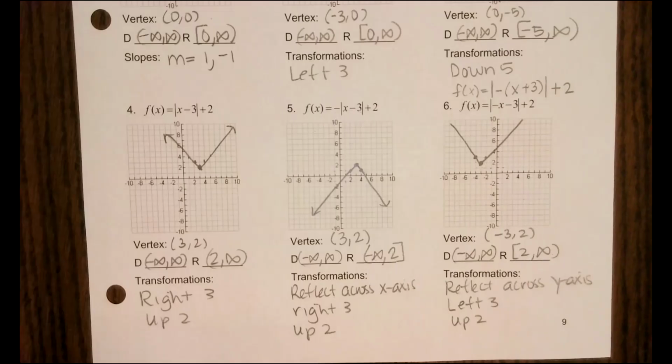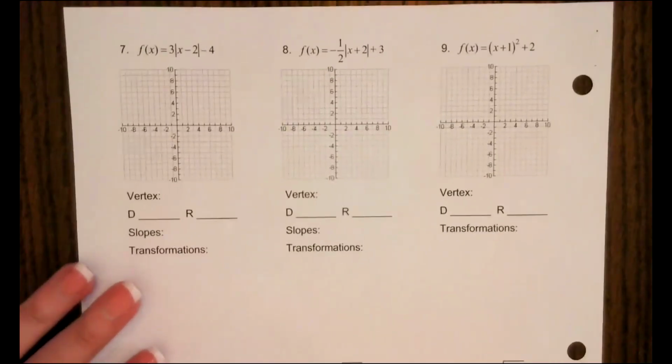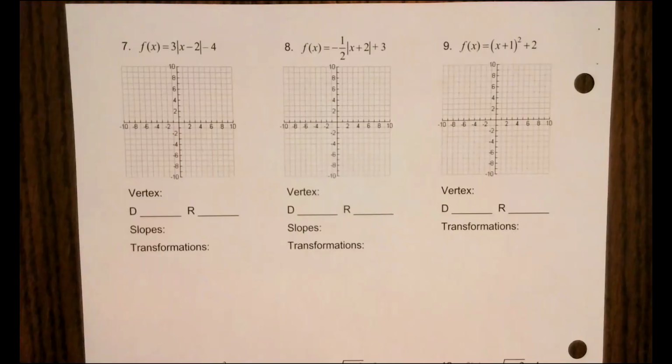Here's what you should have gotten. The vertex is at 3, 2 because it went to the right 3 and up 2. No stretches or compression, so we're going to have it the same width as that parent function. All right, let's head on over to the back and talk about now some of those stretches and compressions because that's probably the hardest transformation to do.